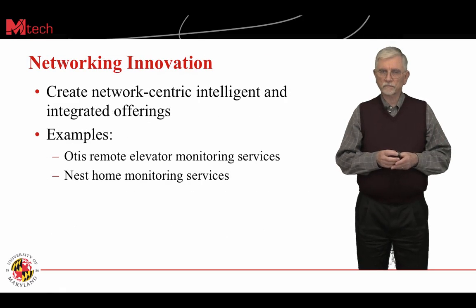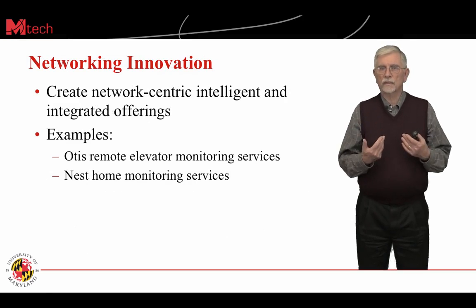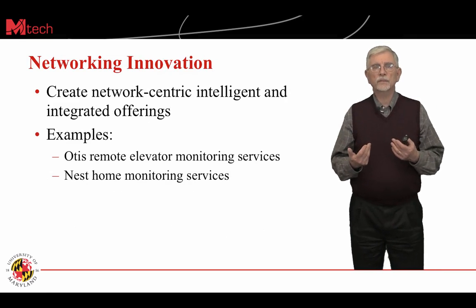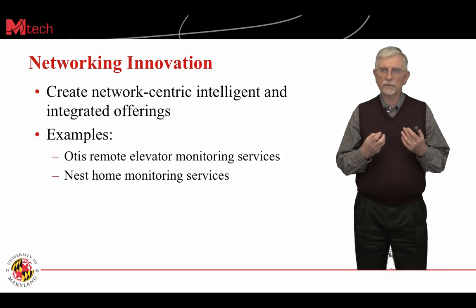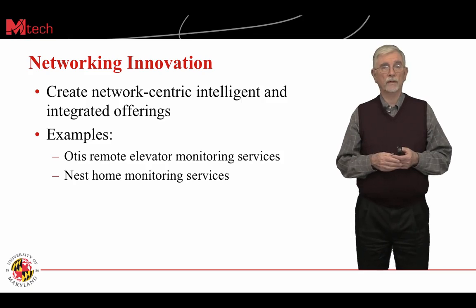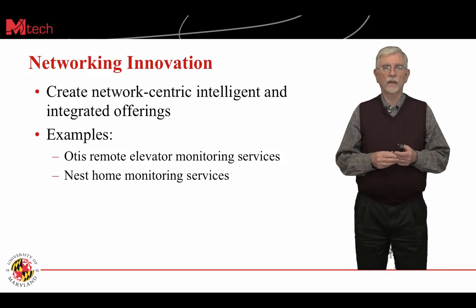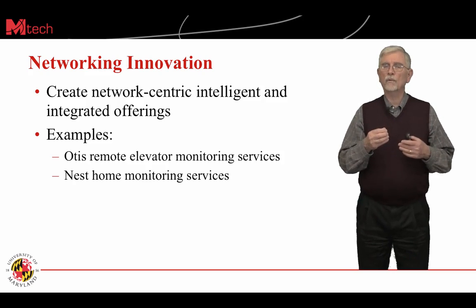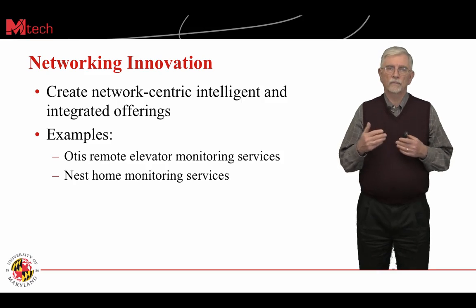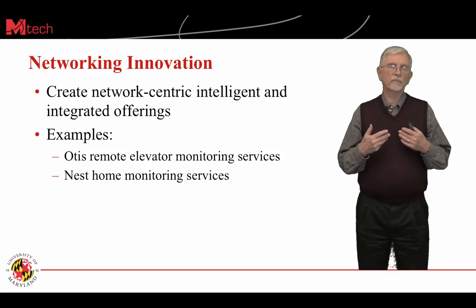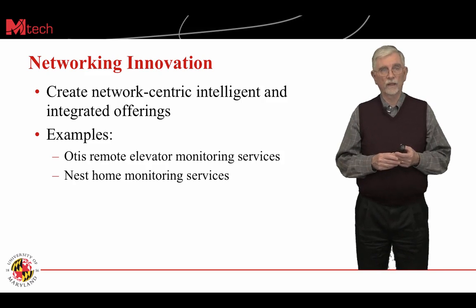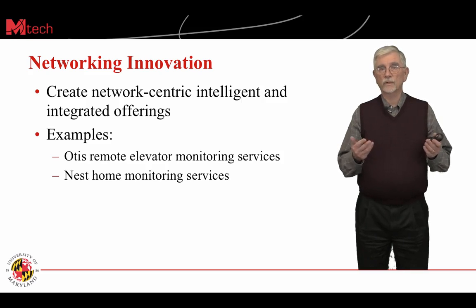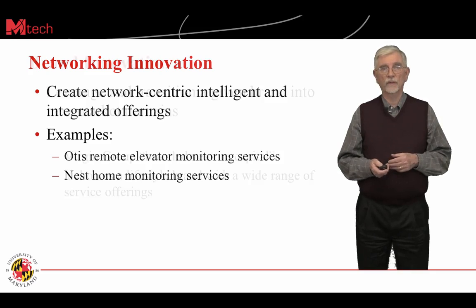Networking innovation, where you create network-centric, intelligent, and integrated offerings, things that come together in unique ways. So some examples of that are Otis Elevator. They have a remote elevator monitoring service so that the Otis Corporation monitors its products and how well they're working. And that is something that doesn't have to be done by the building owner, him or herself. And Nest Home Monitoring Services is another example of a network-centric intelligent offering.